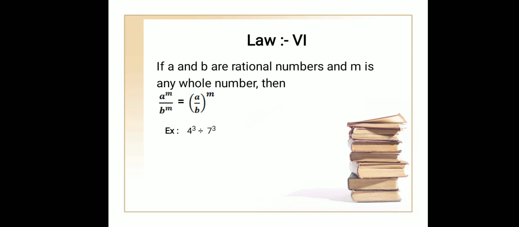Let us discuss this over an example, which is easy: 4 raised to the power of 3 divided by 7 raised to the power of 3. Here 4 and 7 are different bases and the power 3 is the same. So according to the result given above, 4 raised to the power of 3 divided by 7 raised to the power of 3 is 4 by 7, raised to the power of 3.